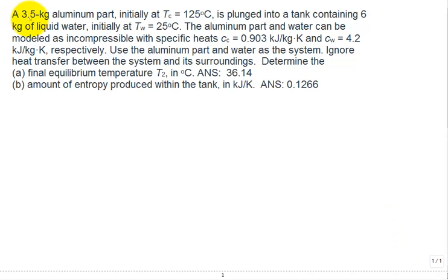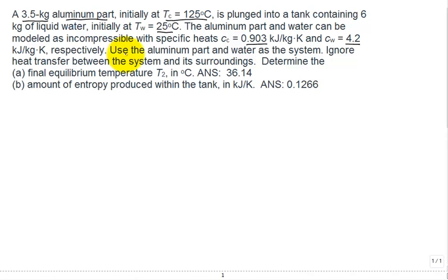So we have a 3.5 kilogram aluminum part. So it's a metal part made of aluminum of mass 3.5 kilograms, and its initial temperature is 125 degrees C. It's plunged into a tank containing 6 kilograms of liquid water, and the water's cool, at 25 degrees C. The aluminum part and the water can be modeled as incompressible with specific heat of 0.903 and the specific heat of 4.2 kilojoules per kilogram.